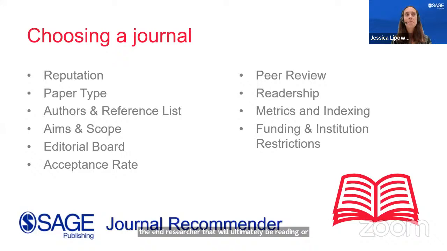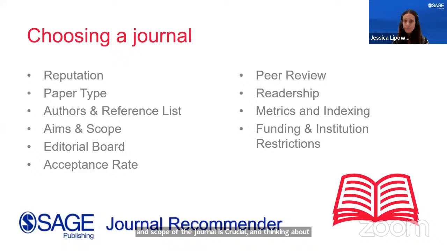Just because you publish in a high impact title that has a high impact factor does not necessarily mean that your paper will automatically receive a high number of citations. It's really dependent on your article, your research, and who is reading it. So really the two key takeaways that we want to emphasize is that looking at the aims and scope of the journal is crucial, and thinking about the readership of the journal, who will ultimately be that end user.